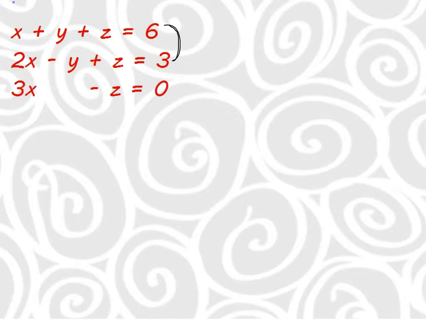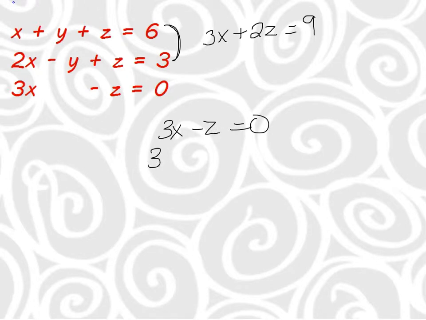I've got an x and a 2x, which gets me a 3x. The y's cancel out. Then I have a z and a z, that gets me a 2z. 6 and 3 is a 9. So I've combined the first two equations to get this equation that has an x and a z. Plus I have this equation here that has an x and a z. So I'm just going to solve the system of those two equations. I've got this 3x minus z equals 0, and I've got 3x plus 2z equals 9.